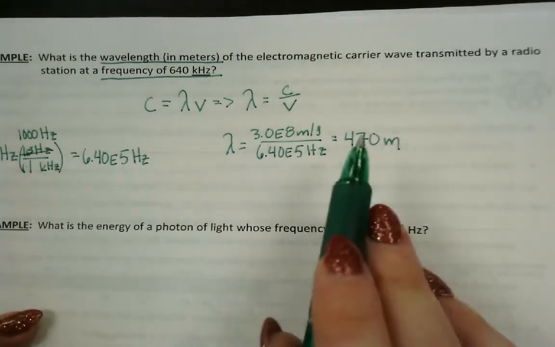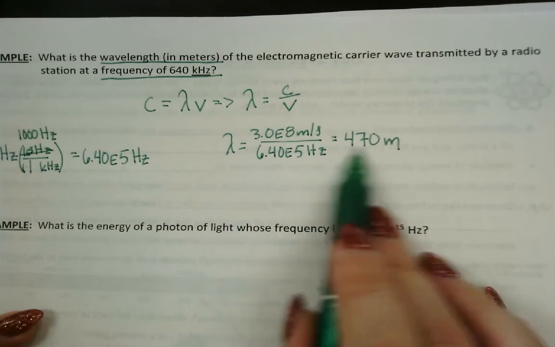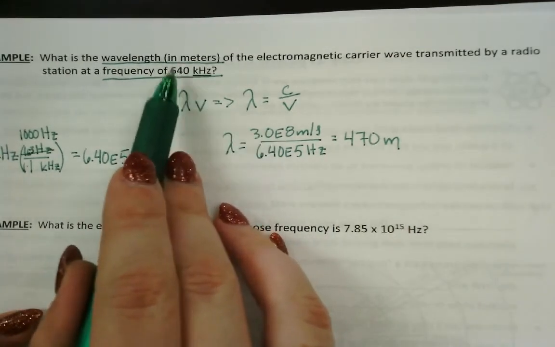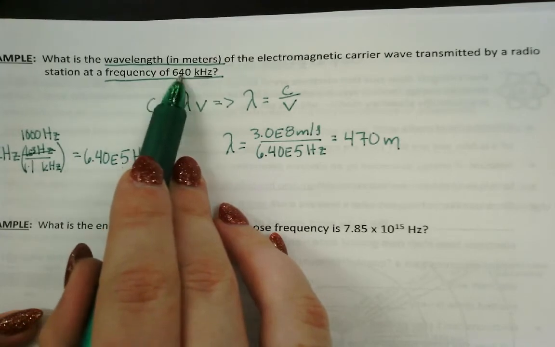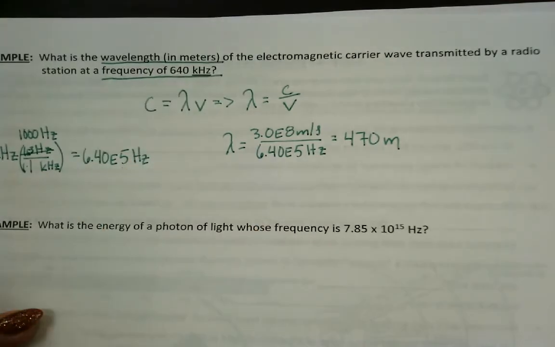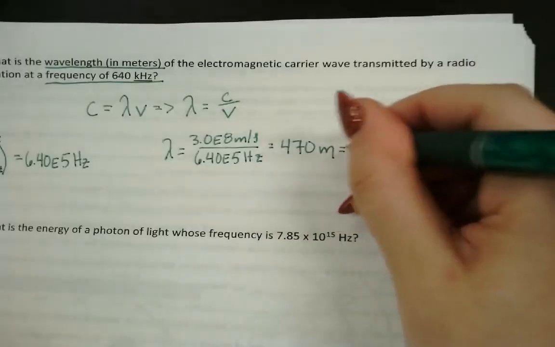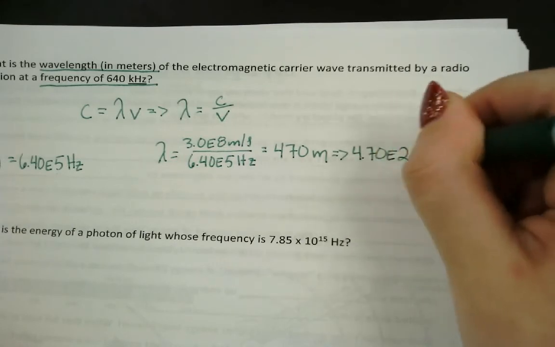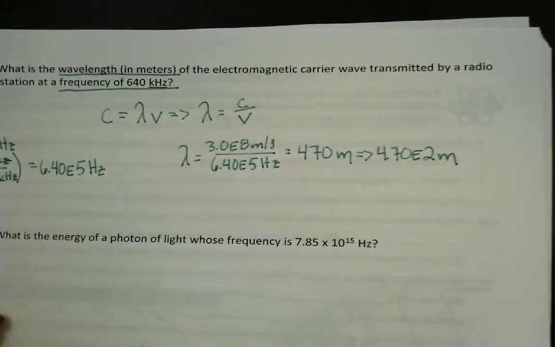Why? Sig figs. We have 2 sig figs here, and what we were given in the problem contained 2 sig figs. So 470 meters, or if you prefer scientific notation, 4.70 e to the second.